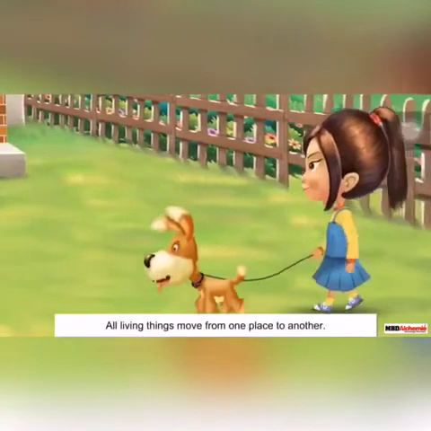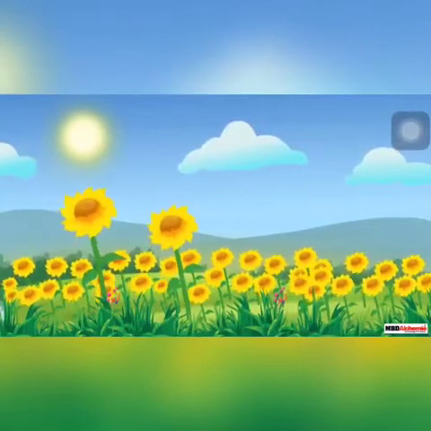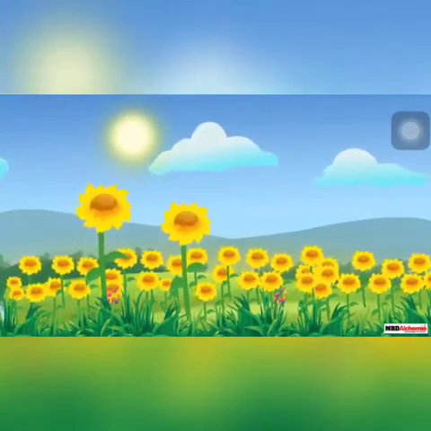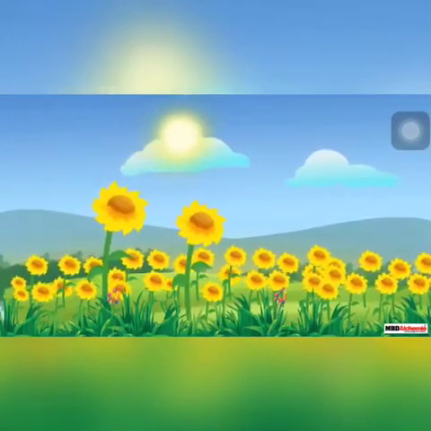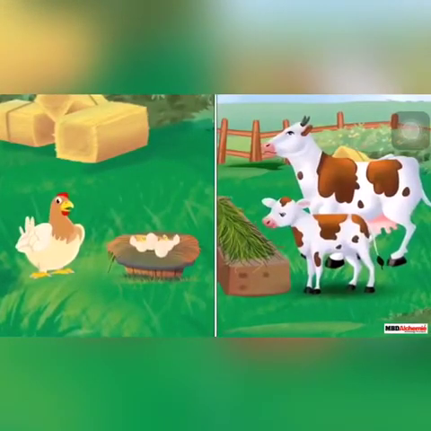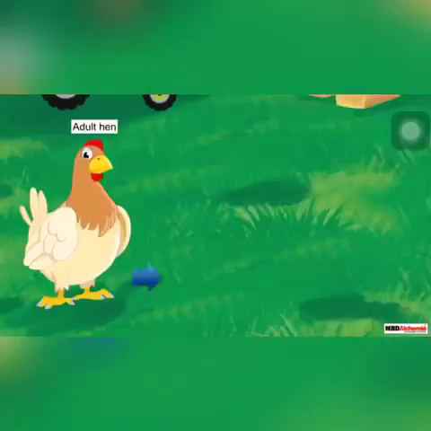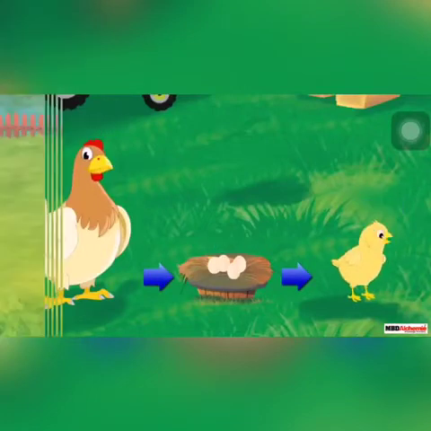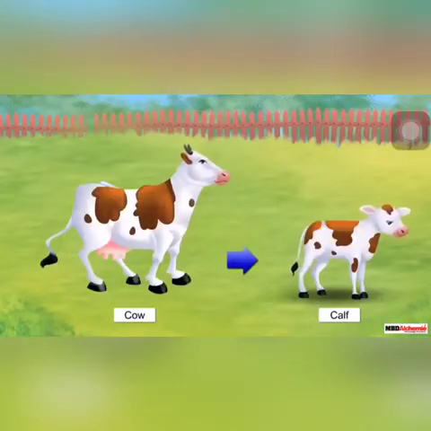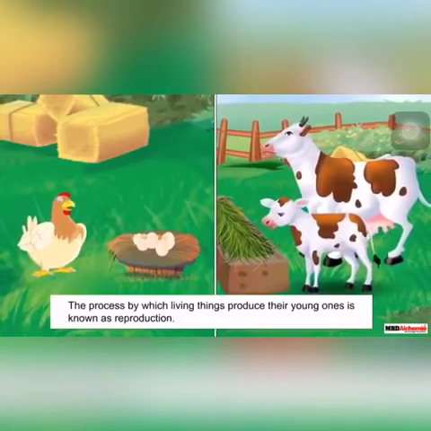All living things move from one place to another. Even though plants do not move from one place to another, certain plant parts show movement towards the sun. All living things produce young ones of their own kind. Animals can produce young ones either by laying eggs or giving birth to a new animal. For example, a hen lays eggs, while a cow gives birth to its calves. The process by which living things produce their young ones is known as reproduction.